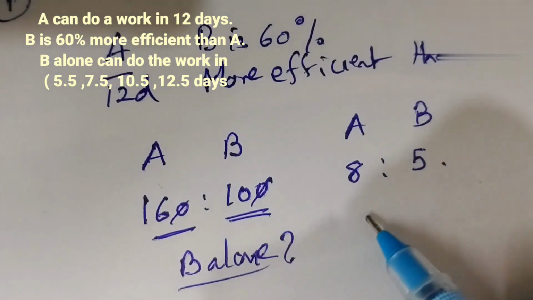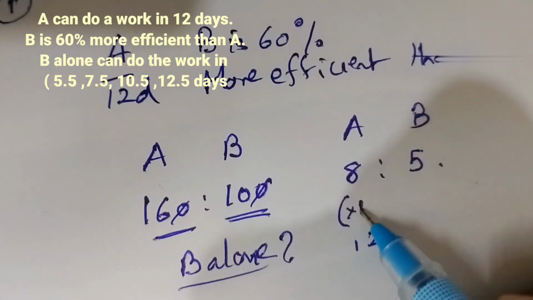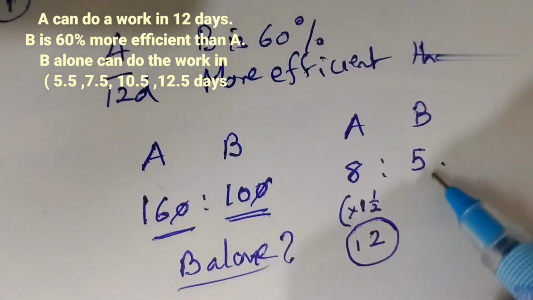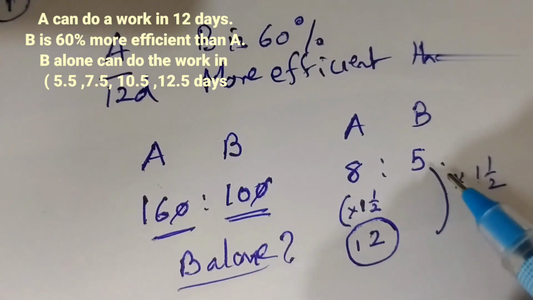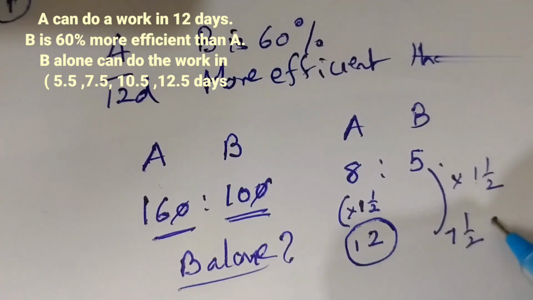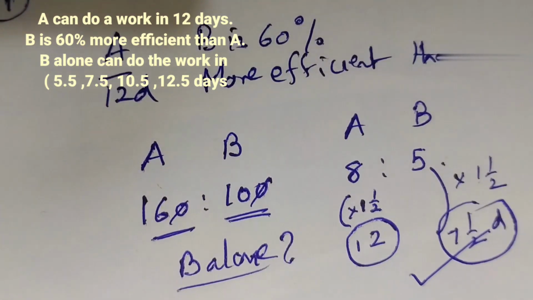So dear students, if you see, A can do a work in 12 days, he has given. So 8 into 1, 8. 8 into half, 4. So 8 into 1 and half is 12. In the same way, B is 5 ratio. 5 into 1 and half, that is 5 plus 2 and half, 7 and half days. So B alone can do the work in 7 and half days.